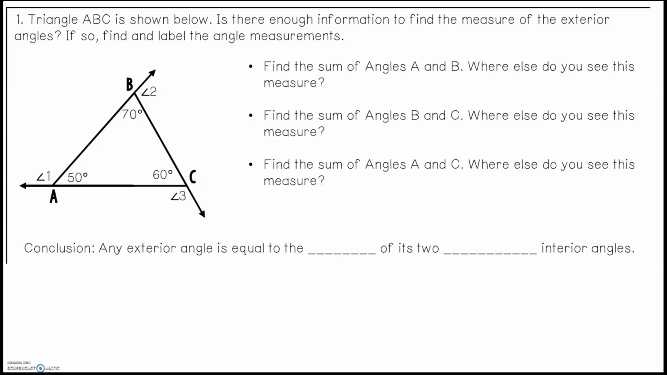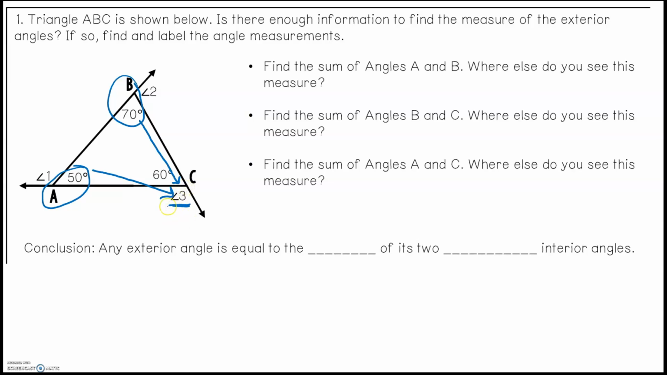Okay, so for example, our triangle here, ABC, is shown below. Is there enough information to find the measure of the exterior angles? If so, find and label the angle measurements. So this says find the sum of angles A and B. So this is B, this one is A. So we would add those together to get 120 degrees. And those angles are in the remote corners. They are remote angles to the exterior angle.